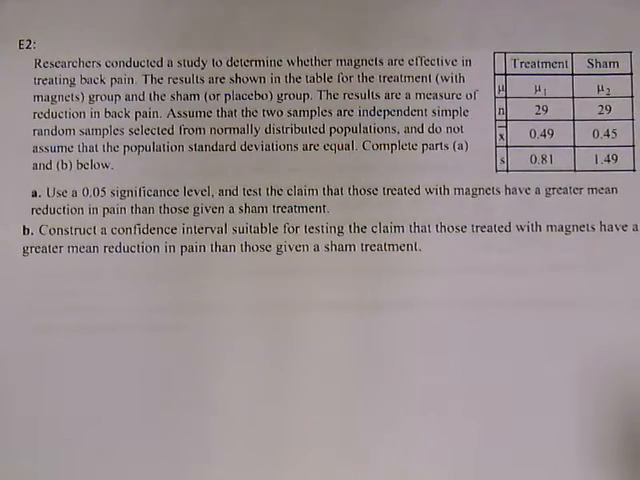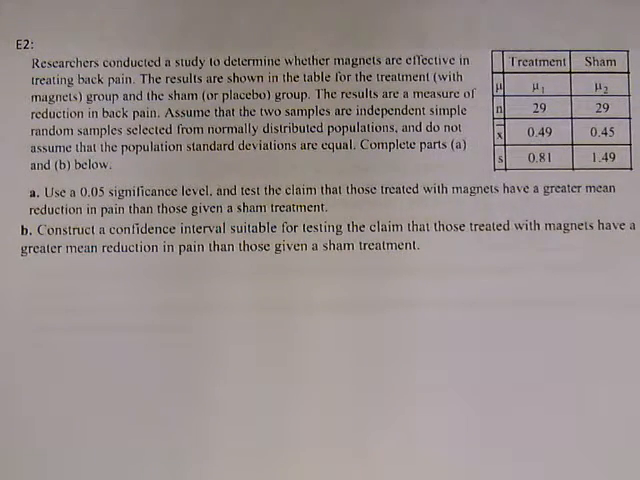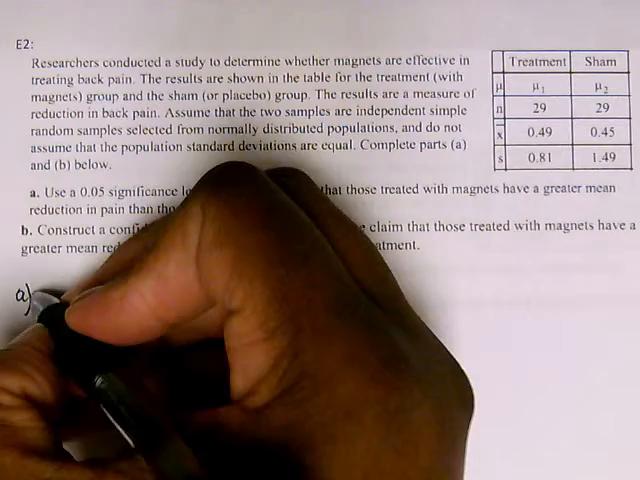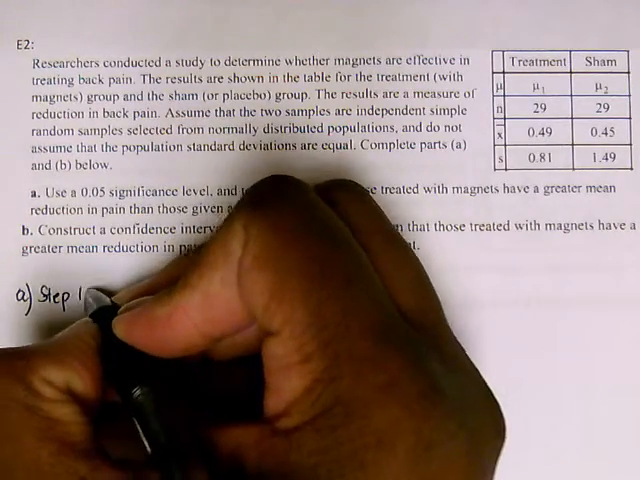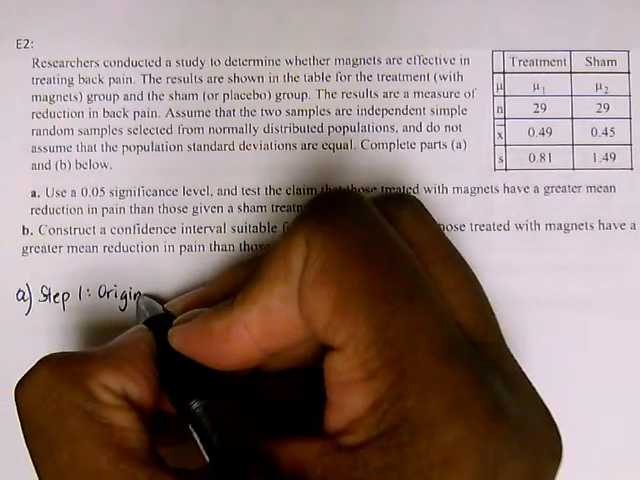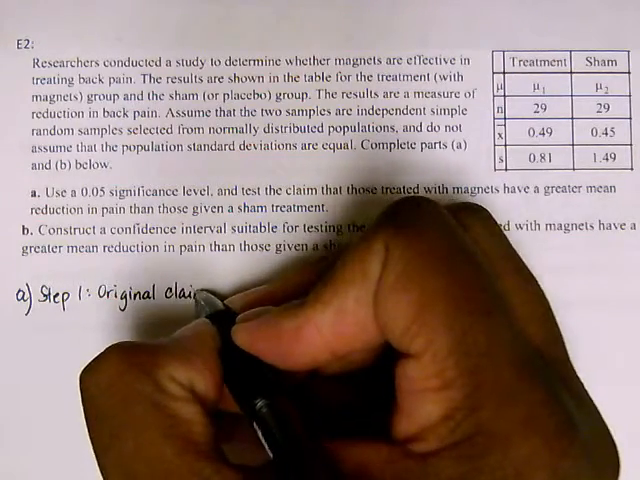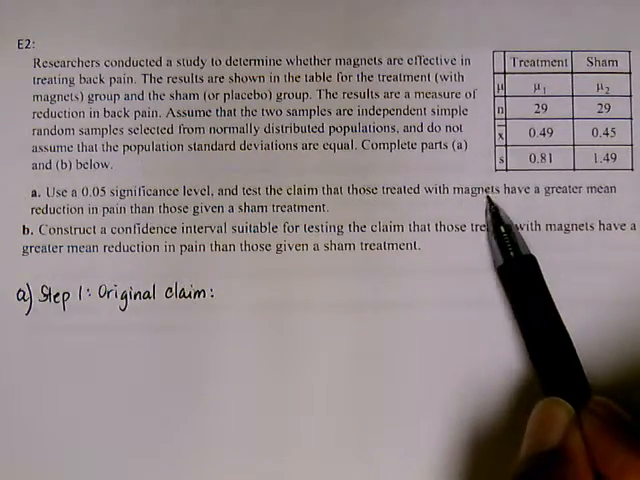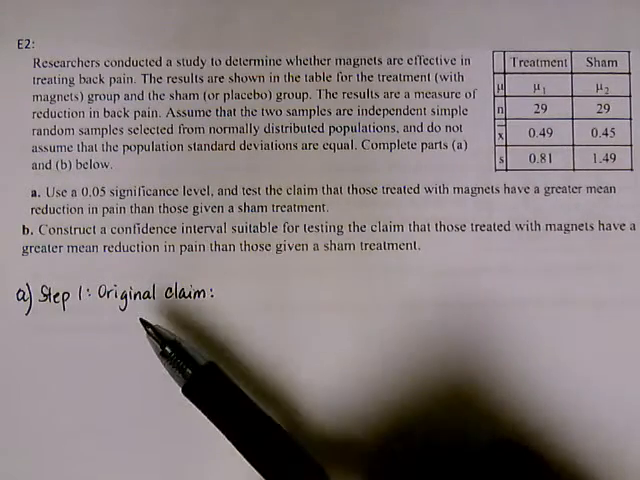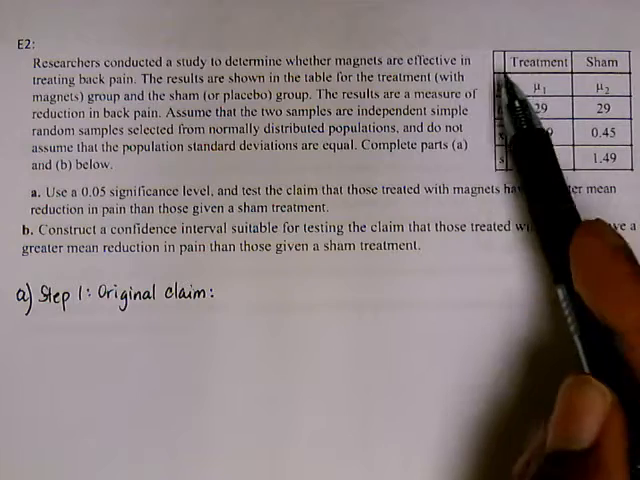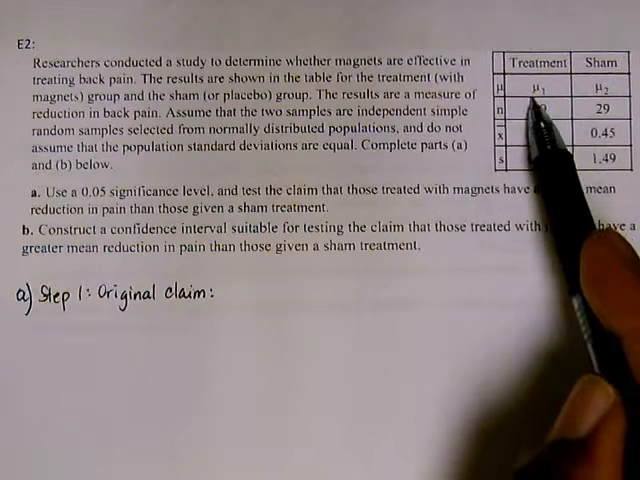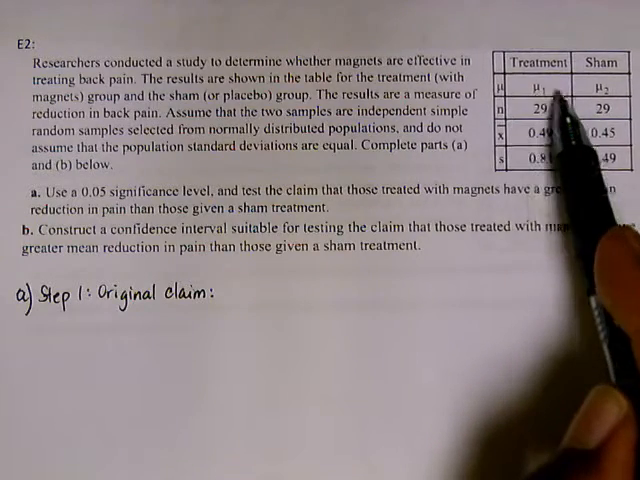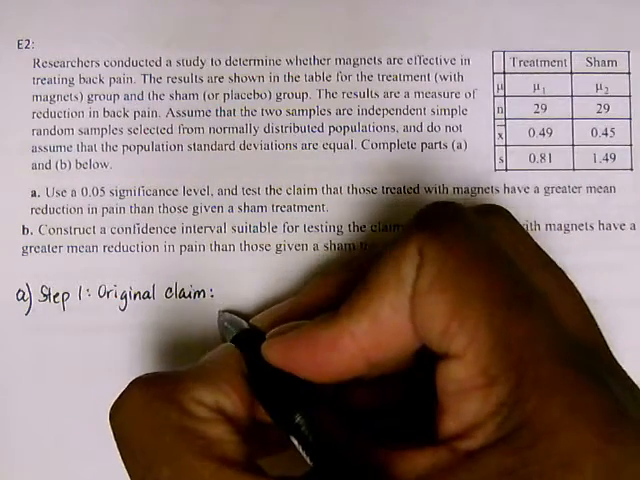Okay, so now here's part A, just doing the hypothesis testing. Here's step number 1. We need the original claim in its symbolic form. In this case, we're testing the claim that those treated with magnets have a greater mean pain reduction than those given the sham treatment. So here, the treatment is mu sub 1, the sham treatment, or the placebo, is mu sub 2. So here, mu 1 must be greater than mu 2.